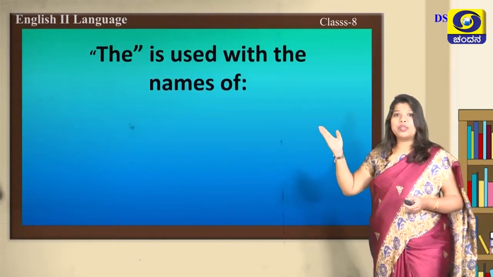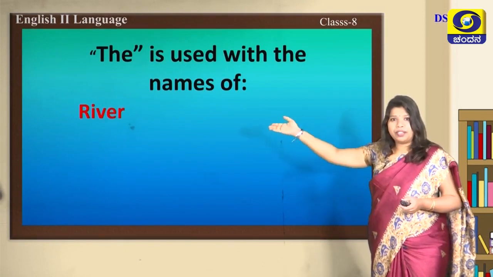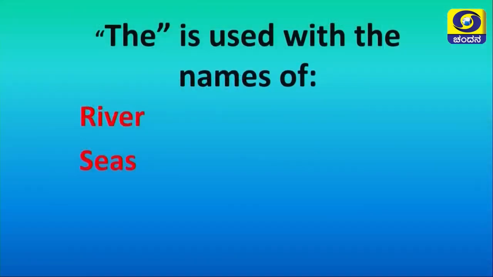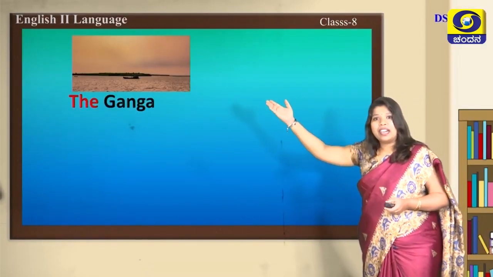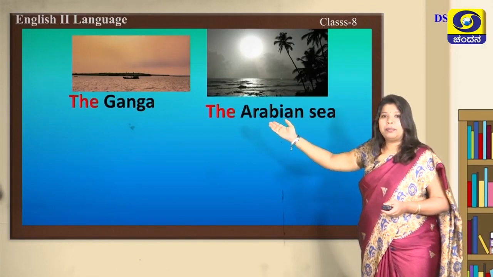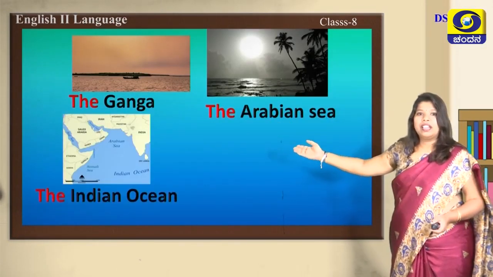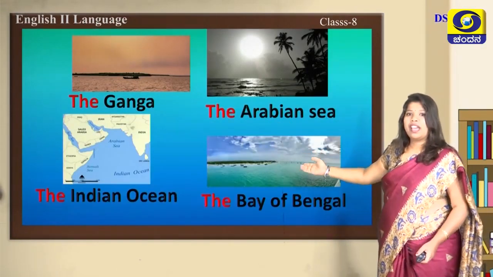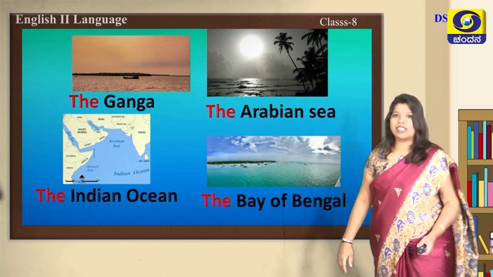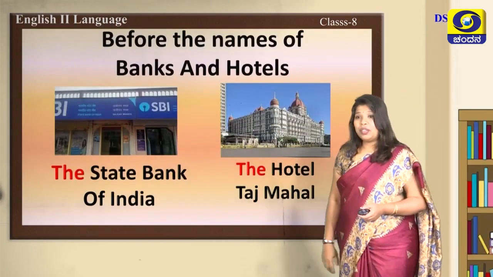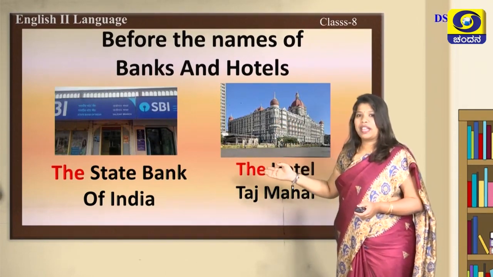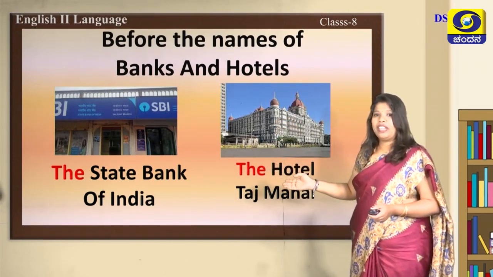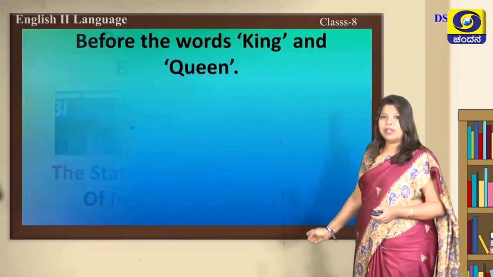Now the is used with the names of river, seas, oceans and bays. For example, the Ganga, the Arabian Sea, the Indian Ocean and the Bay of Bengal, children. We use the before the names of banks and hotels. For example, the State Bank of India and the Hotel Taj Mahal.